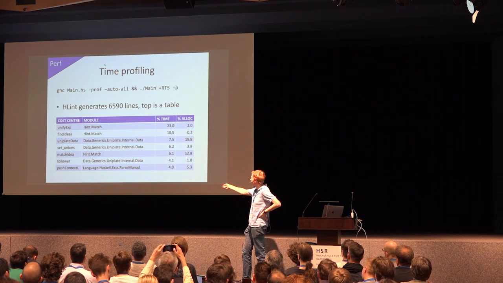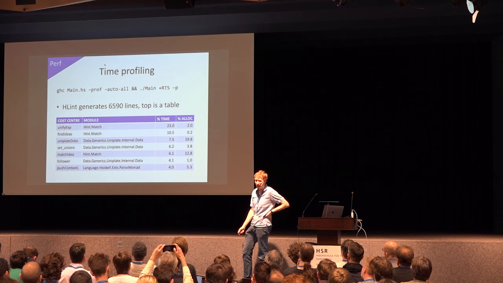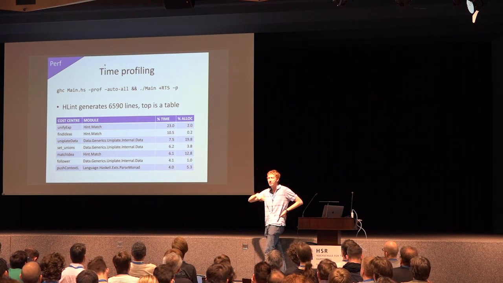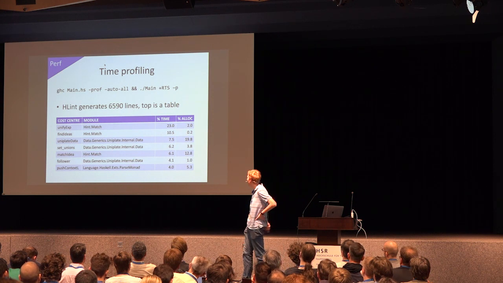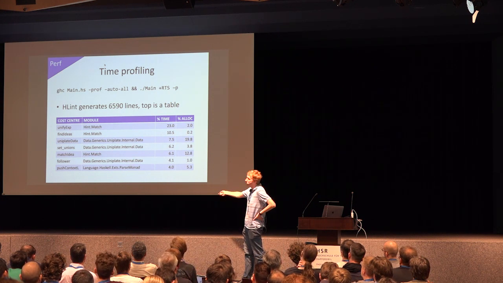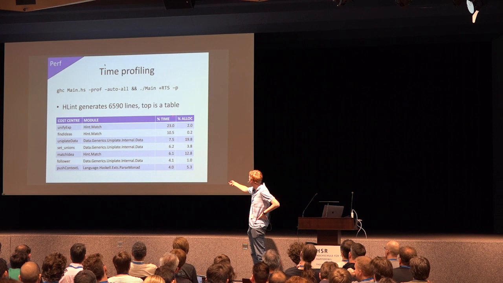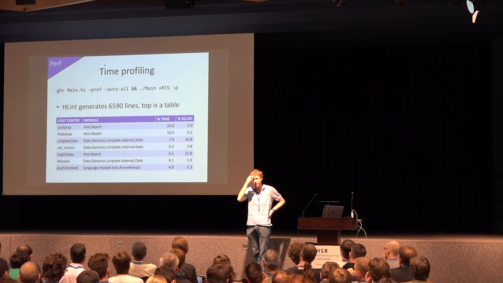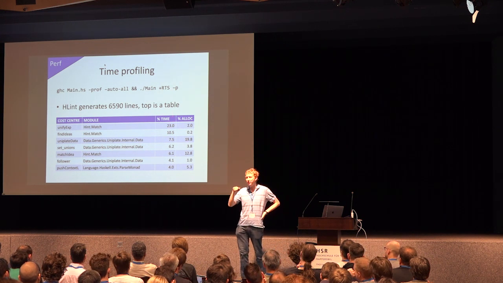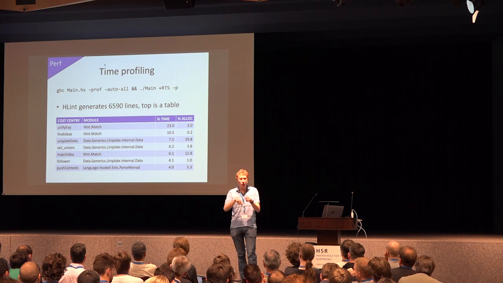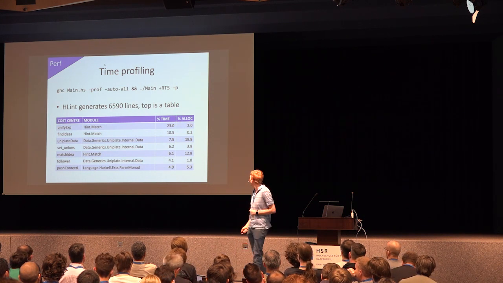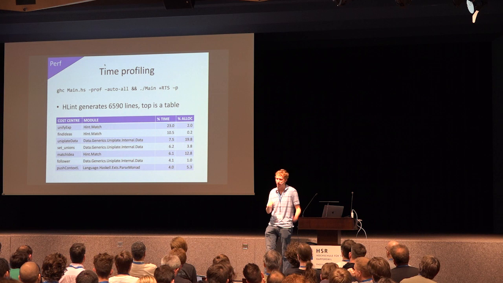So cost center, this is basically the name of the function, or sometimes it's a bit within a function, like a binding within a function. Module, so the module that cost center is in. Time, so this is the time that was spent inside this function, but not inside the functions it calls. And alloc is just the same, but for memory.